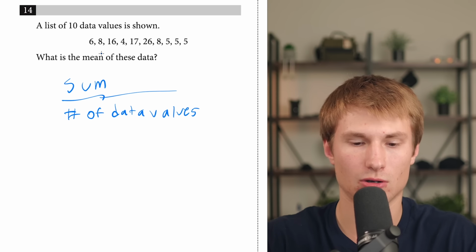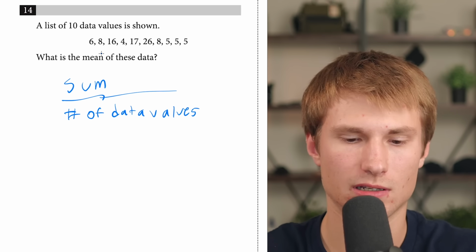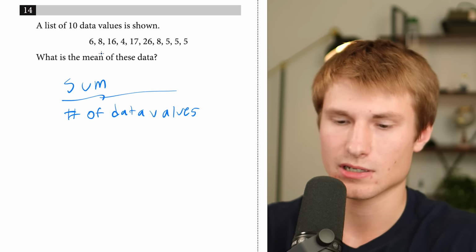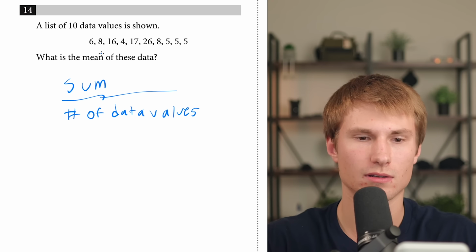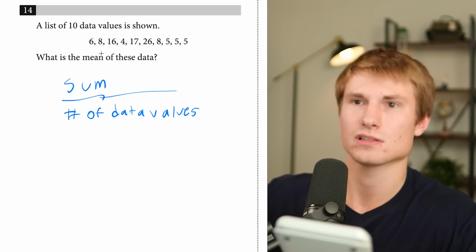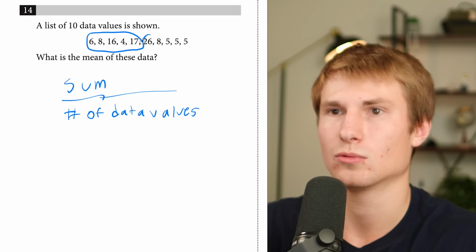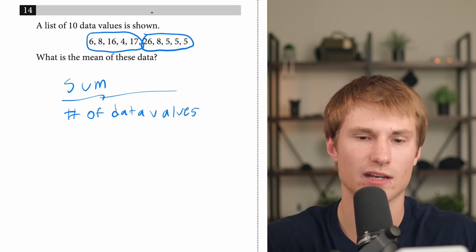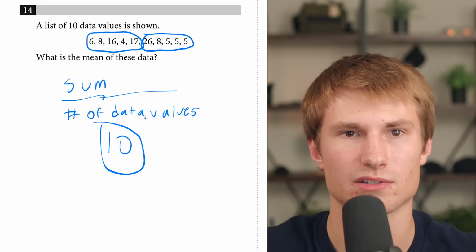Okay, so you're going to open up your calculator, clear it, and then go 6 plus 8 plus 16 plus 4 plus 17 plus 26 plus 8 plus 5 plus 5 plus 5. Okay, that gives us 100. How many data values do we have? Let's see, we've got 1, 2, 3, 4, 5, 1, 2, 3, 4, 5. So we got 10 data values. Okay, that's pretty simple. 100 over 10, that's going to leave us with 10. Okay, so our answer for the mean is going to be 10. So circle our answer of 10.